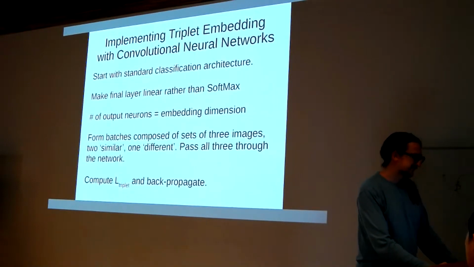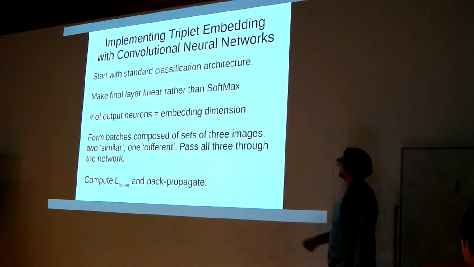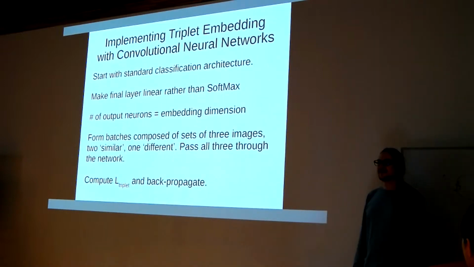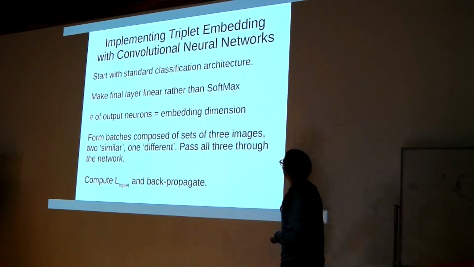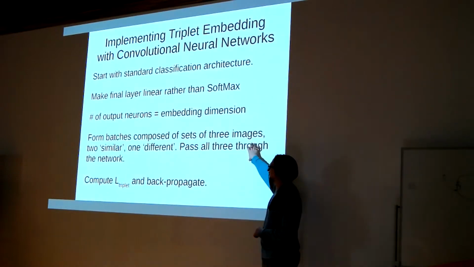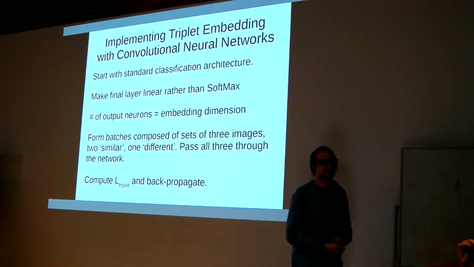Okay. Yeah, so here's what I just said. You start with the standard architecture, and then instead of having a softmax output or a single output, you just make it linear. And you choose the size of that output to be whatever the embedding dimension you want, 2 or 3 if you want to visualize it. Then you create these batches made of sets of 3 images, 2 similar and 1 different. You get this triplet loss and backpropagate.